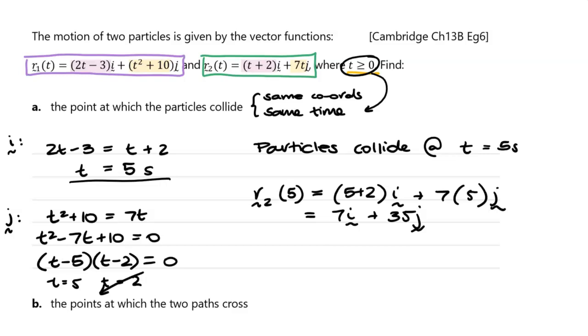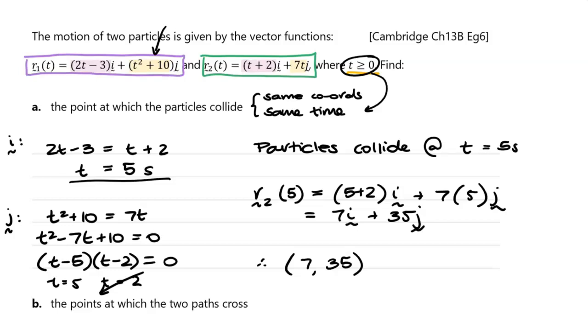So that gives us the vector pointing to that point, but this question is asking for the point at which the particles collide. And that point just corresponds to the endpoint of that vector, so therefore the coordinate is (7, 35). You could have also gotten that if you'd substituted t equals 5 into that first equation. Doesn't matter which one you choose, because they're both going to point to the same point.